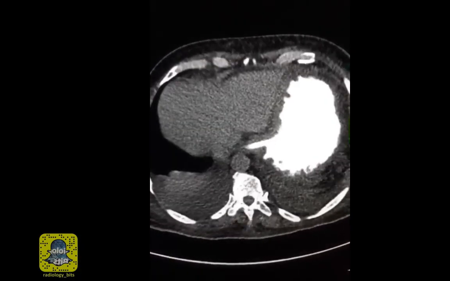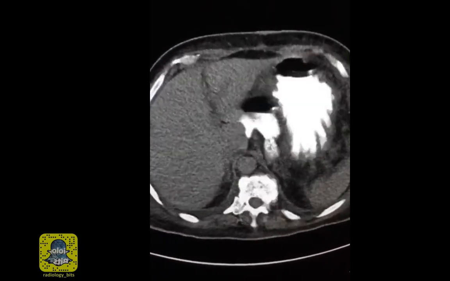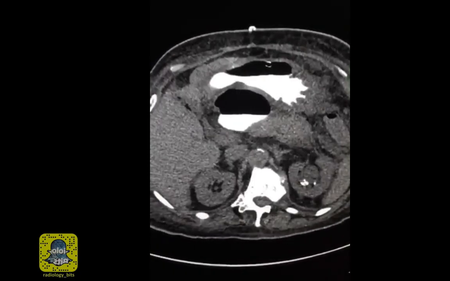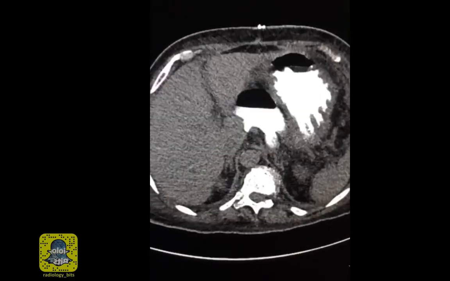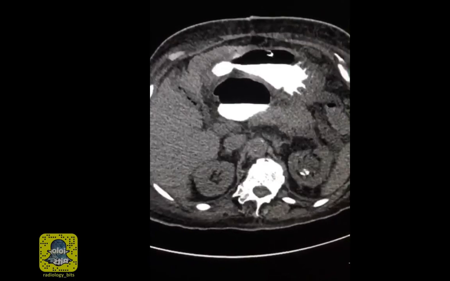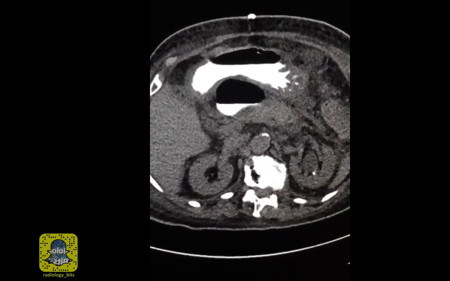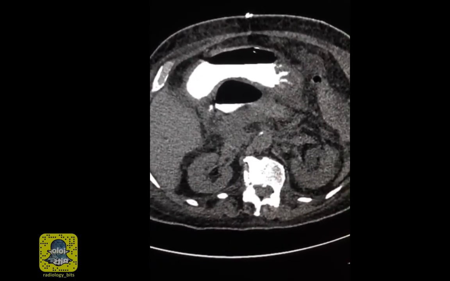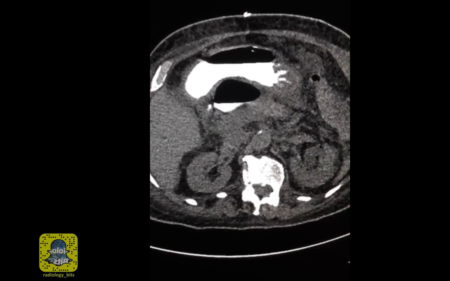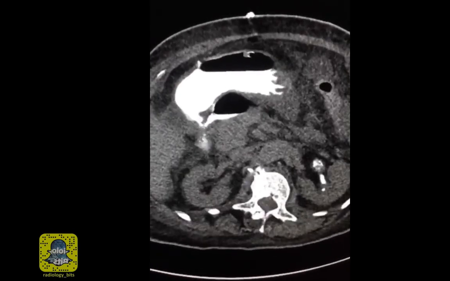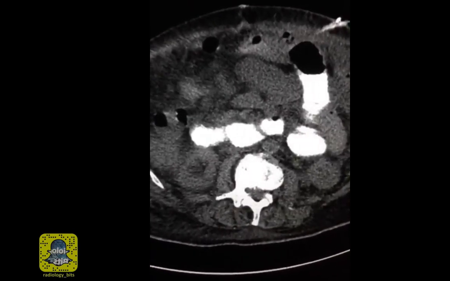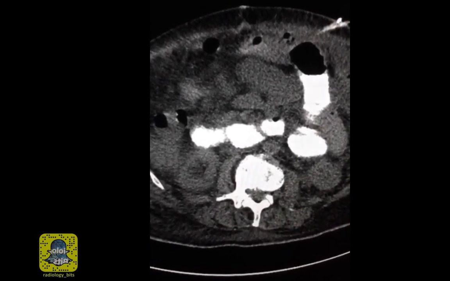This is an 82-year-old male patient who presented with abdominal pain and distension. This presentation was a few days after undergoing transurethral resection of the prostate. And this acute presentation developed while the patient was in hospital after the procedure.